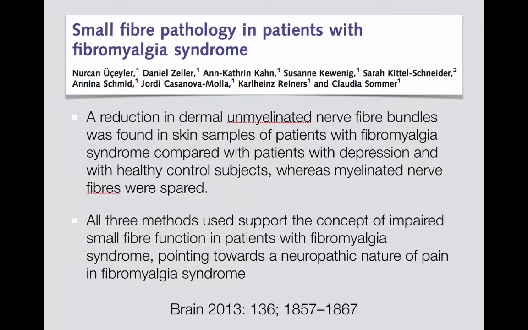There is also evidence from non-muscular sources of peripheral nociceptive input in a symptom like fibromyalgia. In this paper, they found small fiber pathology in patients with fibromyalgia syndrome, and what they really found was a reduction in the dermal unmyelinated nerve fiber bundles in skin samples of patients with fibromyalgia compared with patients with depression and with healthy control subjects, whereas myelinated nerve fibers were spared. And every method they used showed that in patients with fibromyalgia, there may be a neuropathic peripheral nature of pain. So even in these fibromyalgia patients with central sensitization, the pain may be caused or maintained by peripheral nociceptive input, in this case from dermal unmyelinated nerve fiber bundles.